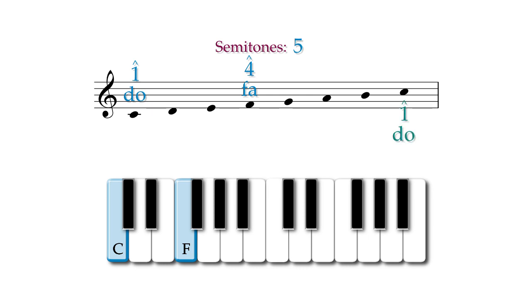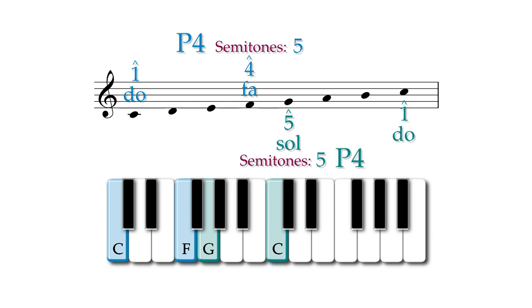If you leap a fourth down from tonic, you end up on the dominant. Again, 5 half steps away. Notice that there is no larger and smaller fourth. Both intervals are 5 semitones wide. Fourths are never major or minor. They are perfect.